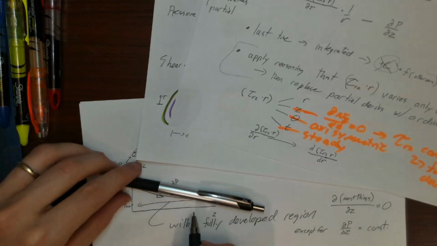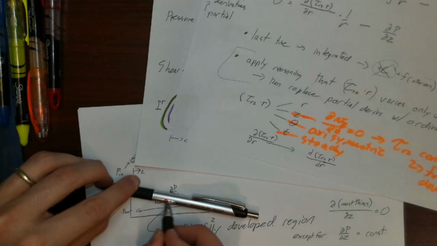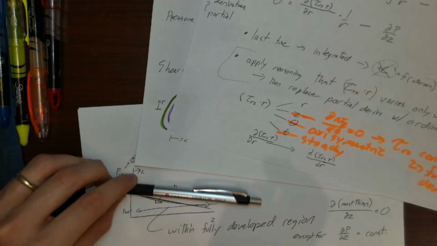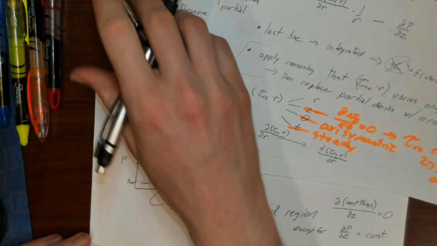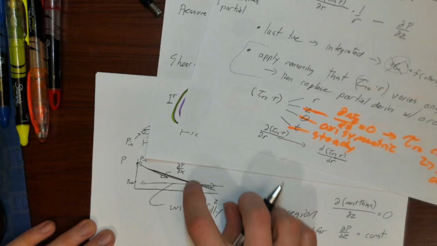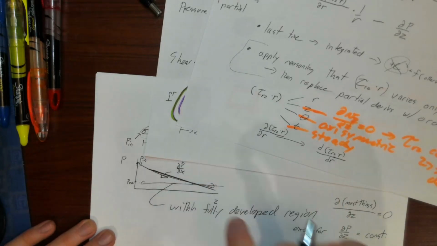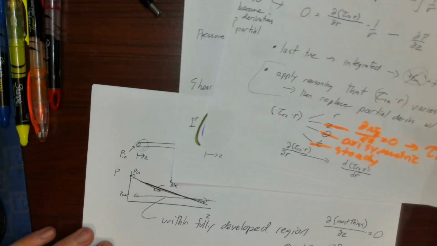In this fully developed region here, I'm sorry I didn't draw it as a real straight line, but our pressure basically linearly varies inside this region, right? So if pressure linearly varies, then its derivative is constant in this region, i.e. dp dx is a constant.